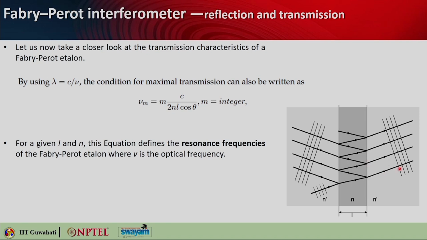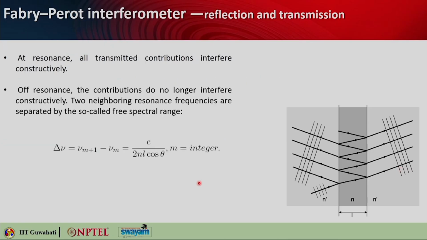So, it actually becomes like a filter, a Fabry-Perot cavity based filter. With that you can also find out that all transmitted contributions, at resonance they will interfere constructively, but in off resonance the contributions will no longer interfere constructively. In that case the two neighboring resonance frequencies will be separated by the so-called free spectral range, FSR.